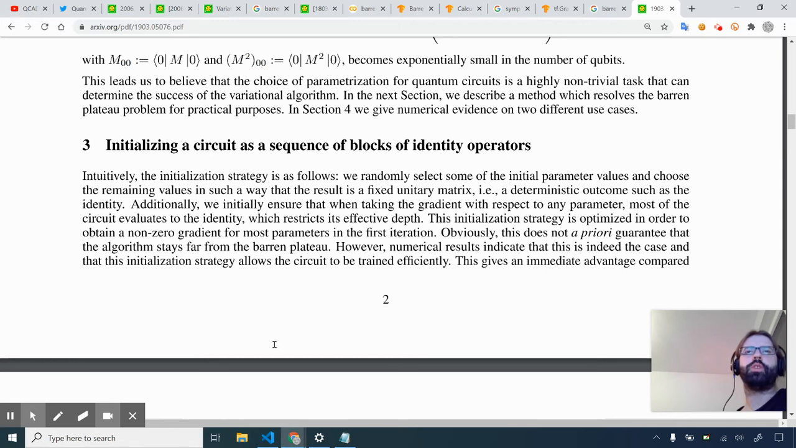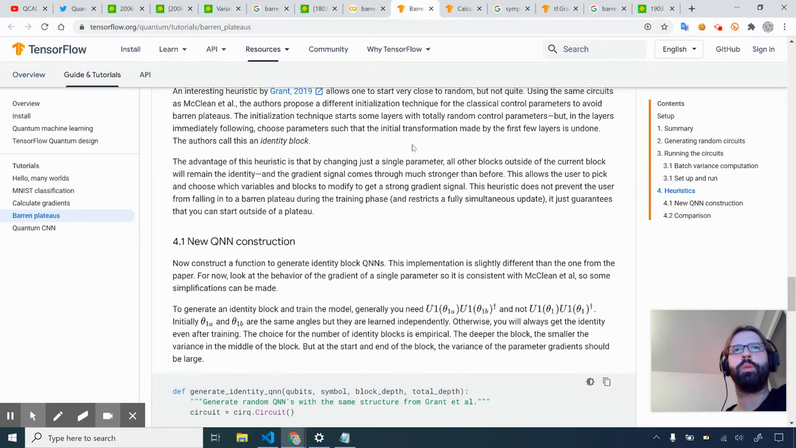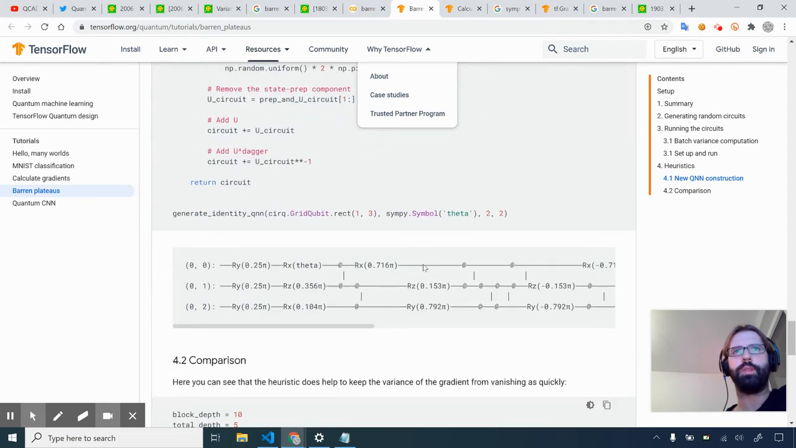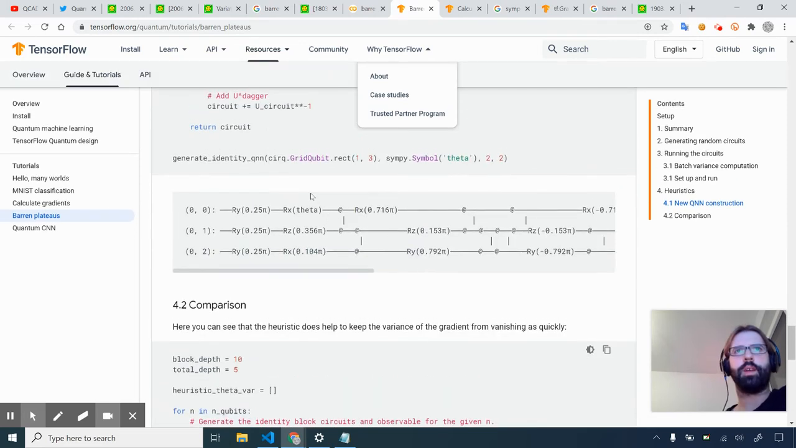Additionally, we initially ensure that when taking the gradient with respect to any parameter, most of the circuit evaluates to the identity, which restricts its effective depth. Yeah, true. But how can you do that? I'm missing something, because they're basically saying what I was kind of thinking: what's the point in doing this if you're just canceling out everything? It's like, really, what's the point?